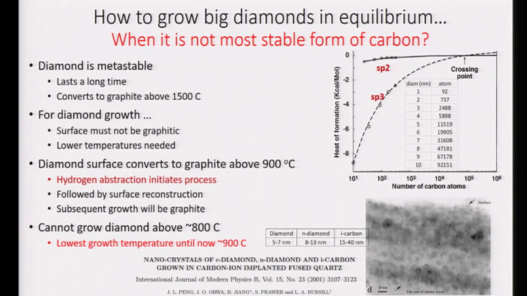Okay, at 900 C the hydrogen comes off, so it's not hydrogen terminated, and the dangling bonds reconstruct and give you sp2 bonding, and from that point on, graphite. And that's the reason that basically everybody that's ever grown diamond grows above 900. So nobody's ever seen diamond grow bigger than about 7 nanometers because they grow at high temperature. So we grow well below that temperature. And so we grow with diamond metastable, and we think that's why we can see it.